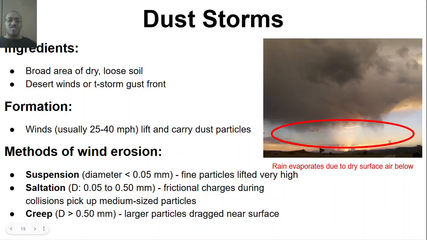Saltation refers to your medium-sized particles, and here, as particles bump into each other as they're picked up, they create frictional charges which can help pick up those other medium-sized particles and carry them at those mid-level heights. And then finally, creep. This one only refers to those larger particles, and these particles are too large to be carried at higher distances, so they just get dragged near the surface.